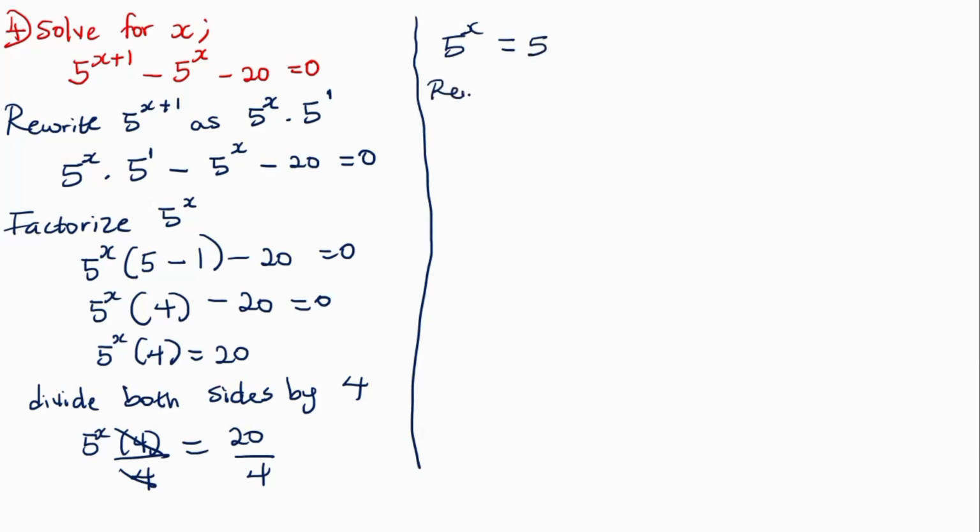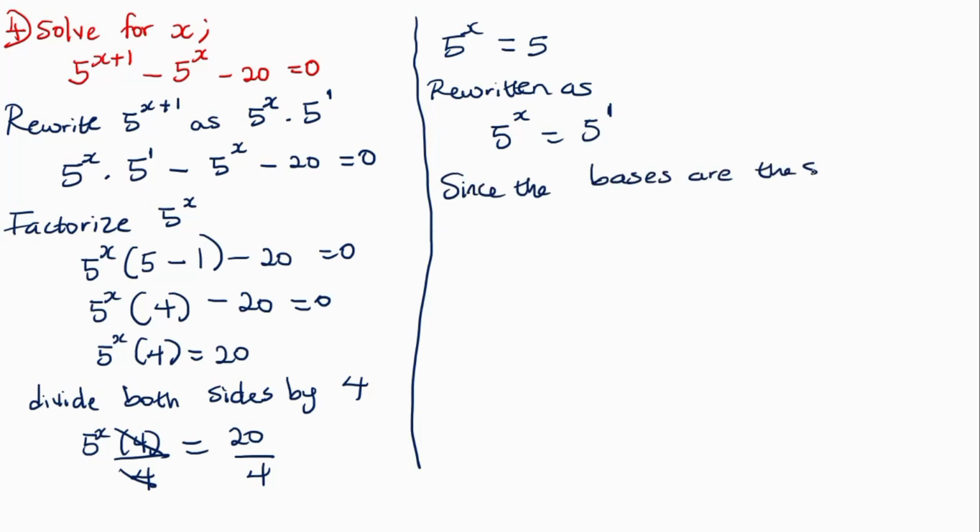And this can be rewritten as 5 raised to the power of x is equal to 5 raised to the power of 1. Now we can say that since the bases are the same, all we want to do is to simply equate the exponents. So equating the exponents right here, we have x is equal to 1. And guys, this becomes our answer. So guys, this is how you can easily solve questions on exponential equations.